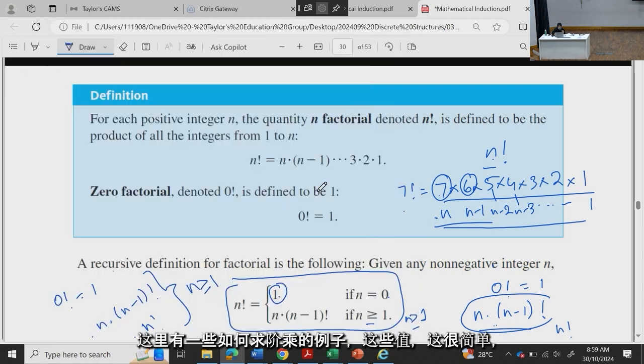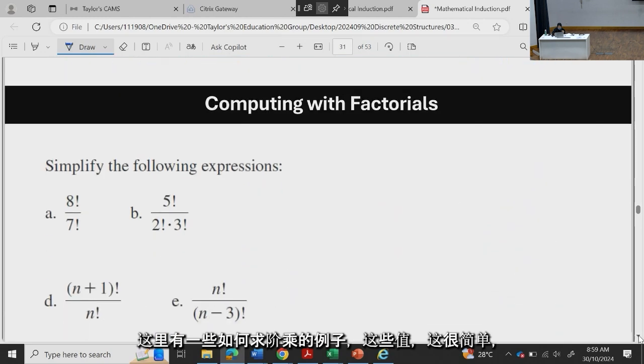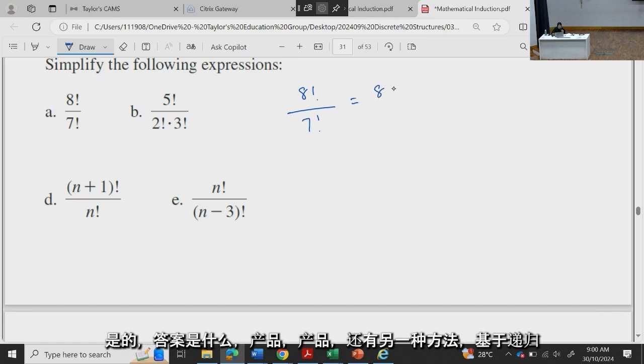Now here you have some examples of how to find the values of factorials. So this is pretty simple. What will be the answer? Product.